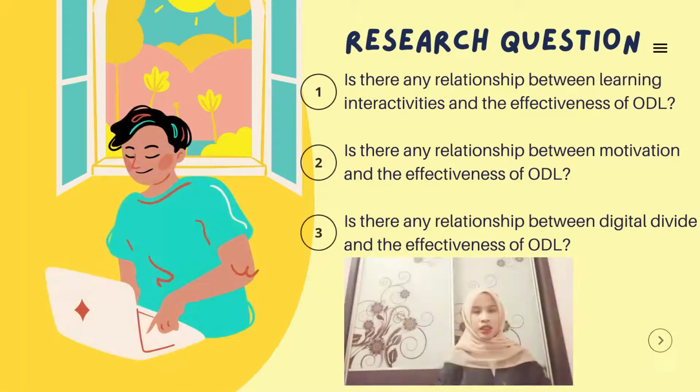The following questions are developed for better understanding of the effectiveness of open distance learning during the pandemic. First, is there any relationship between learning interactivity and the effectiveness of ODL? Second, is there any relationship between motivation and the effectiveness of ODL? Third, is there any relationship between digital divide and the effectiveness of ODL?